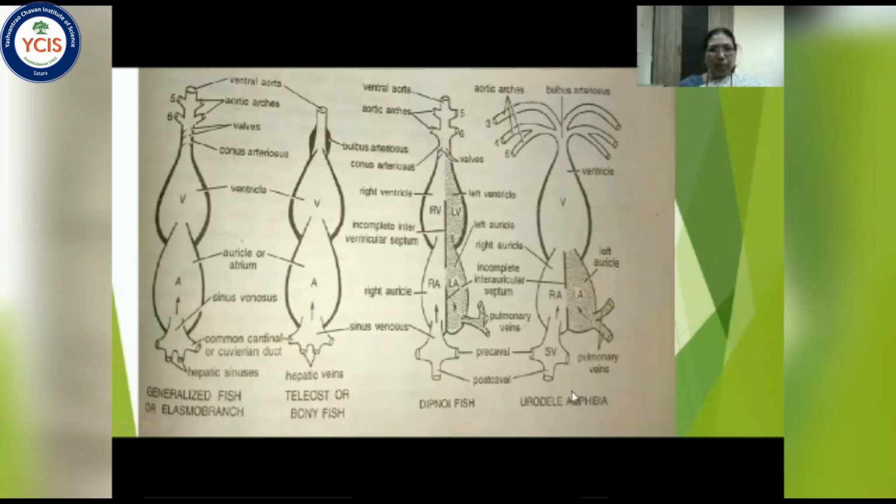Then urodele amphibians show the formation of the sinus venosus. The sinus venosus opens into the right auricle and the pulmonary vein opens into the left auricle. In between these two auricles, there is an interauricular septum. The auricle opens into the ventricle and it is guarded by a valve. It is called the auriculoventricular valve. The ventricle is without partition, muscular, and it opens into the bulbus arteriosus.